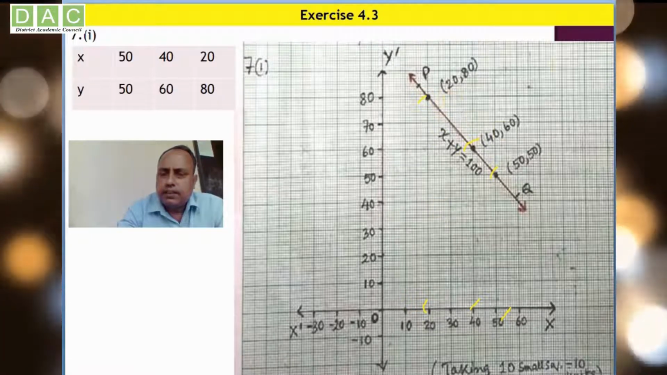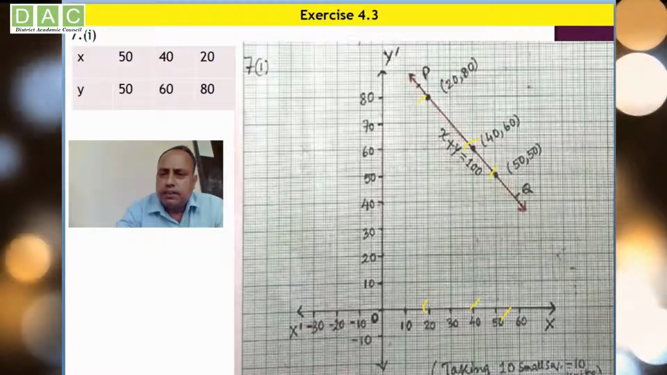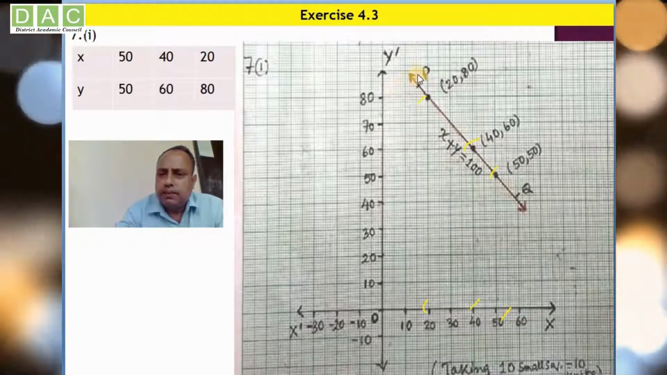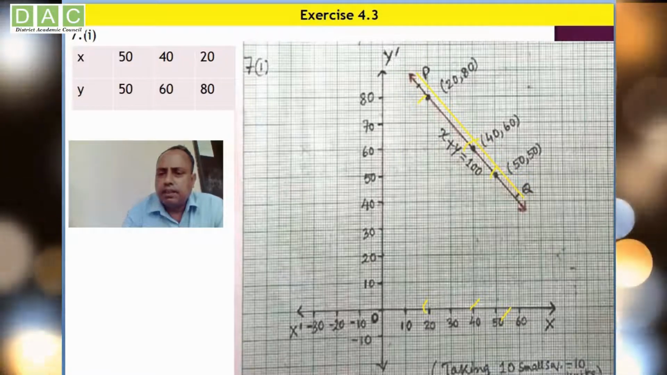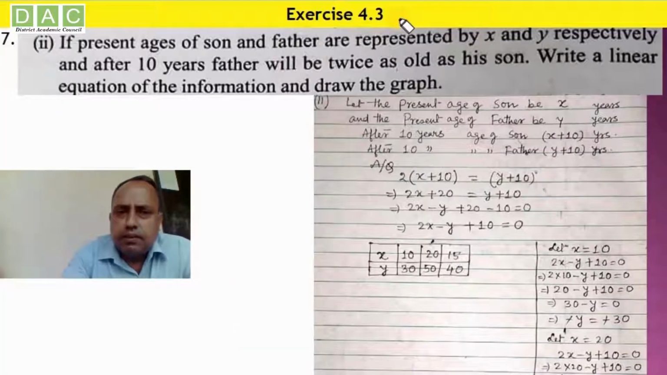Now after getting these 3 points, I join them by a straight line PQ, and this is the graph of the given equation x plus y equals 100. Same exercise 4.3, question number 2.